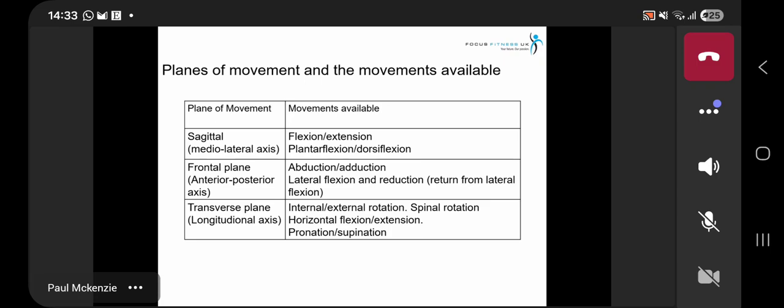Frontal plane, okay, we have abduction. So anything in this plane: abduction, adduction, side flexion or lateral flexion, and reduction. Remember, reduction is returning from side flexion to neutral. So anything here or moving sideways is going to be your frontal plane.